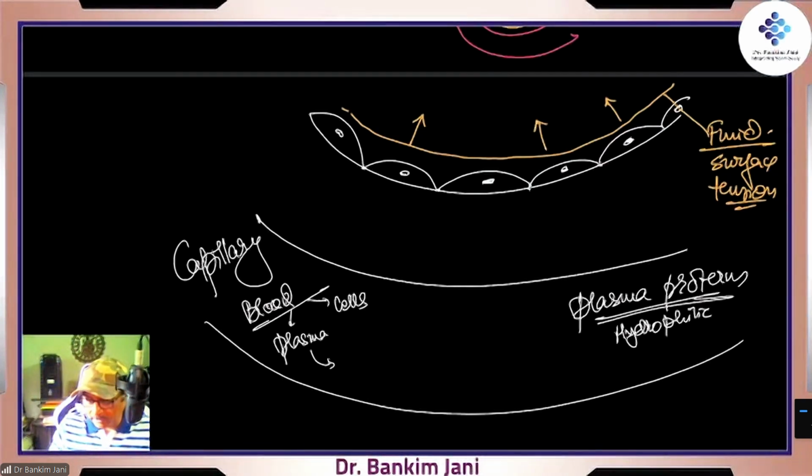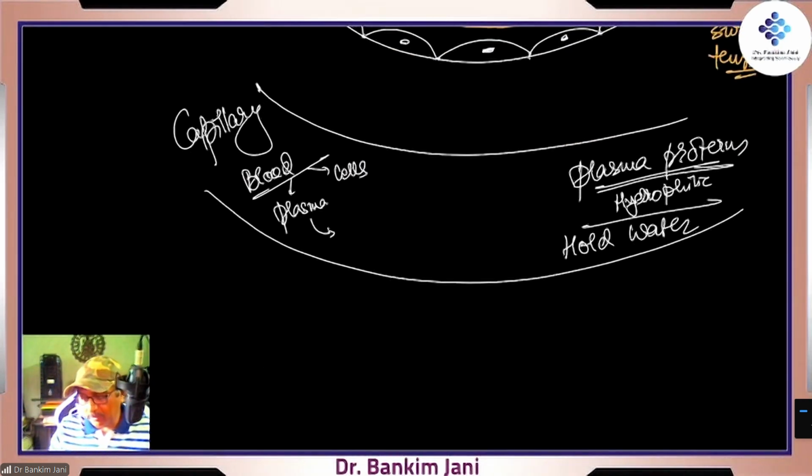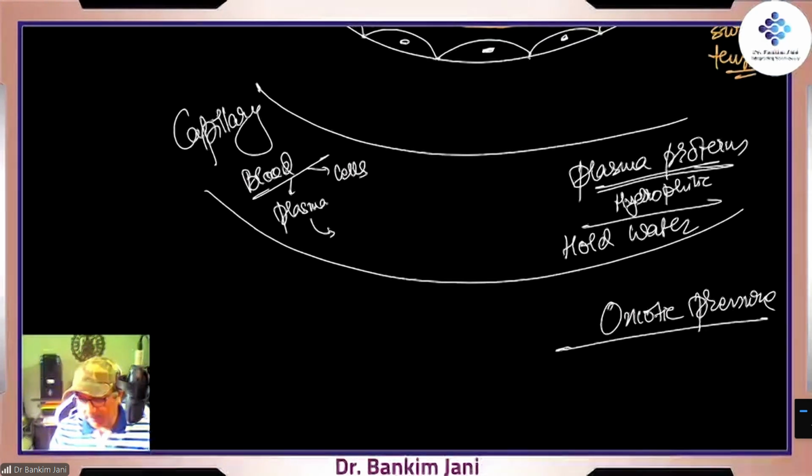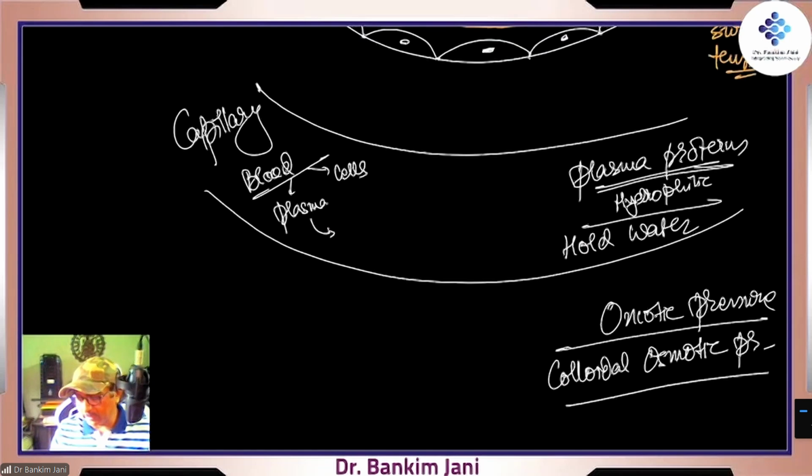So they will hold the water. They won't leave the water. The technical term for this is the colloidal oncotic pressure, or there is another name, the colloidal osmotic pressure. Whichever term you come across, it's one and the same. From this point onwards, we'll be calling it oncotic pressure, because osmotic pressure we'll be using for some other things. Oncotic pressure is the pressure which is generated by the plasma protein.